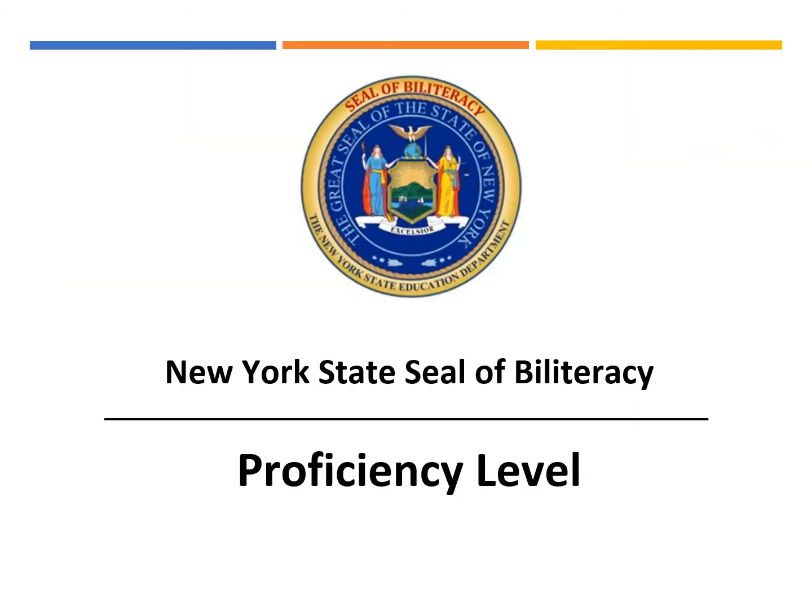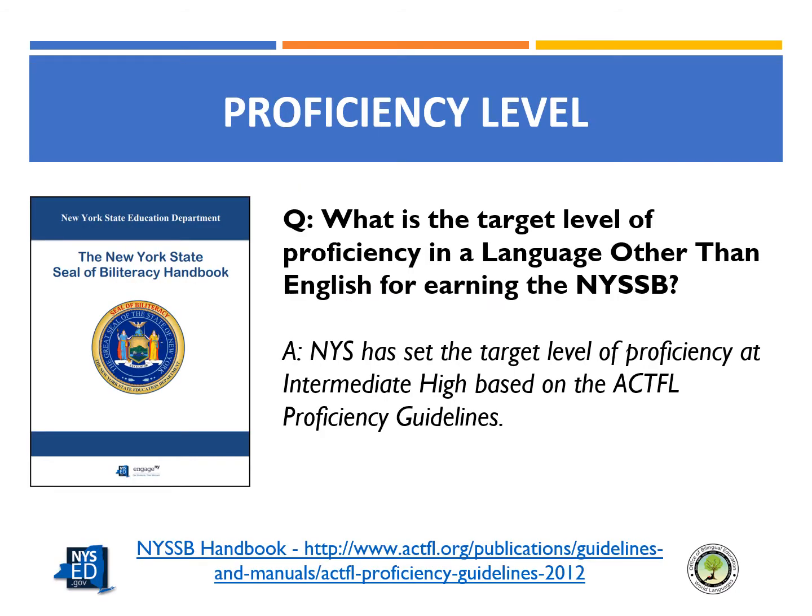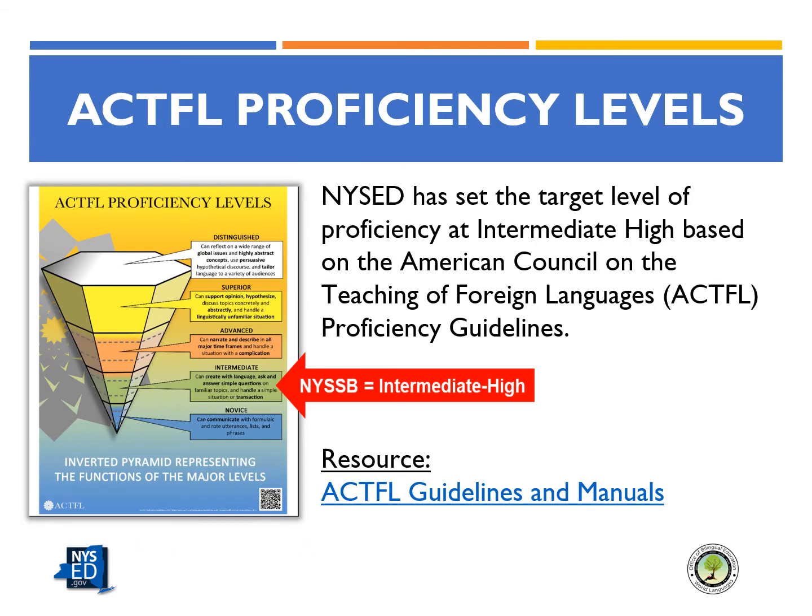We will now give an overview of the language proficiency level required for the Seal of Biliteracy. According to the New York State Seal of Biliteracy Handbook that was adopted by the Board of Regents, New York State has set the target level of proficiency at intermediate high based on the ACTFL Proficiency Guidelines. World language teachers should be quite familiar with this document as it represents a national standard within the discipline. Teachers of other disciplines, as well as non-teaching staff on either the Seal of Biliteracy Committee or the panel of reviewers, may need some training on these proficiency levels.